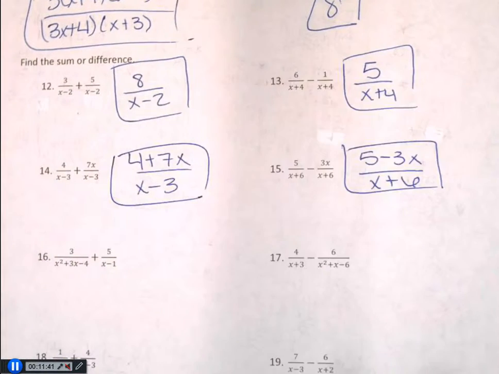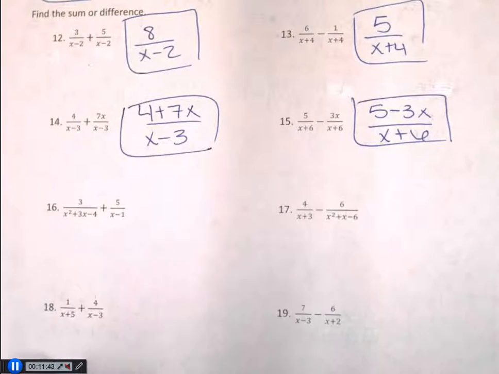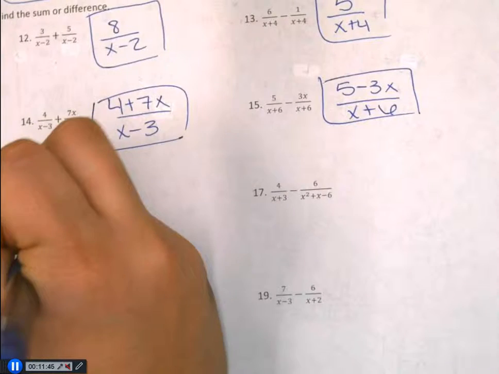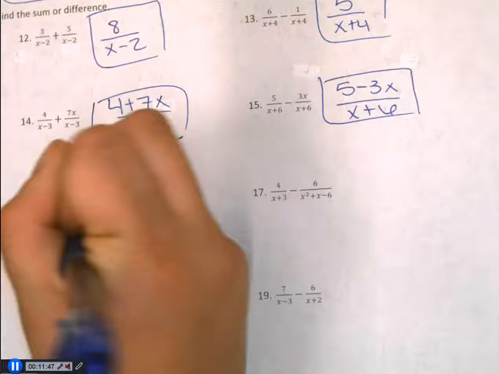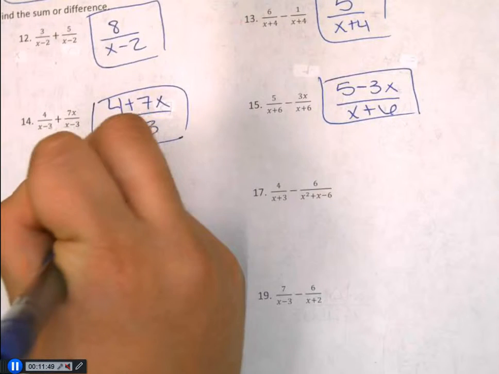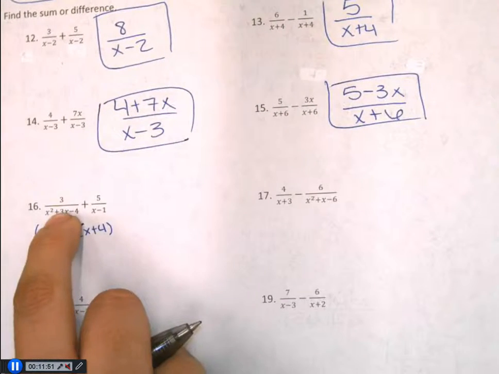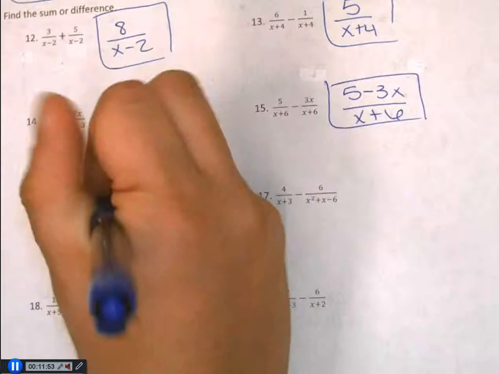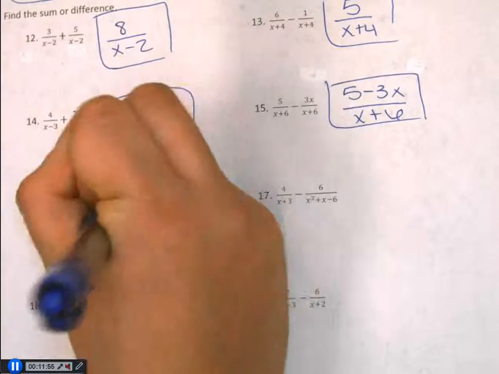On number 16, I want these to have the same denominator, which they do not, so I'm going to factor. That would give me x minus 1 and x plus 4 for this one. So I need this one to have the same pieces, so this one needs to be multiplied by an x plus 4 over x plus 4.